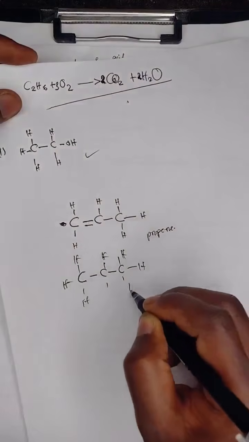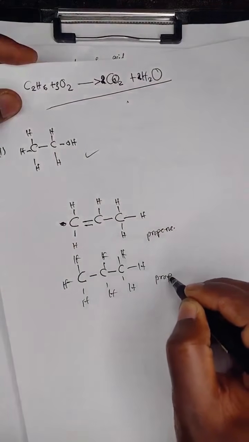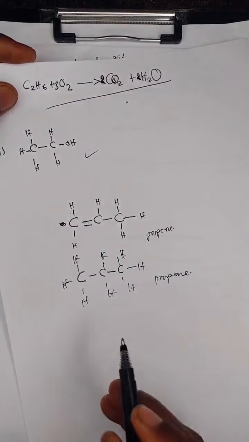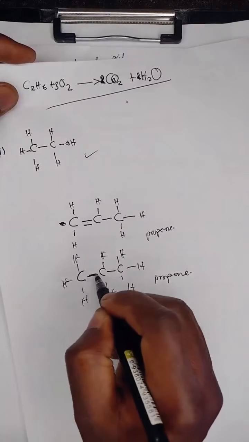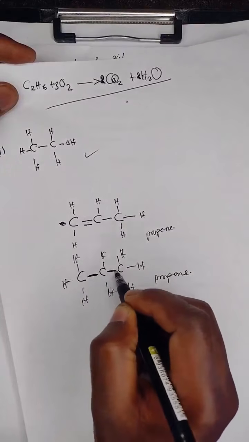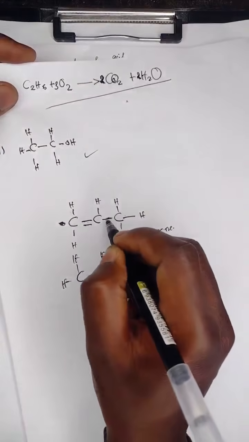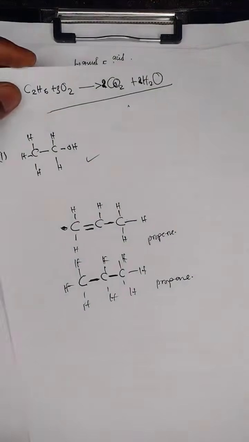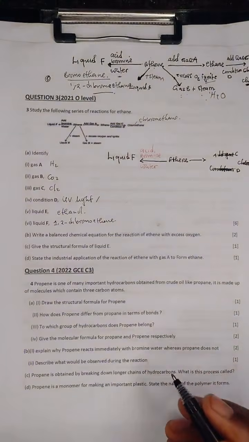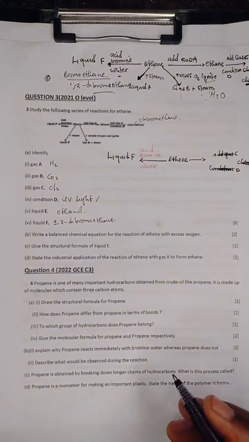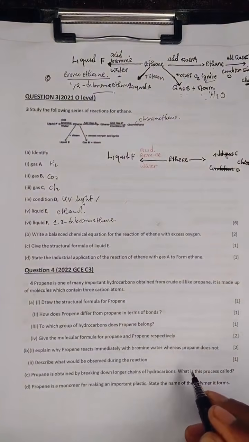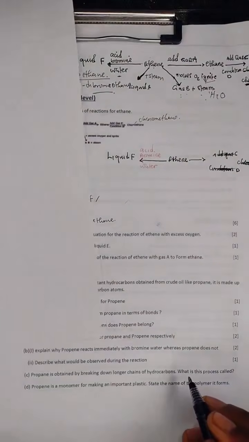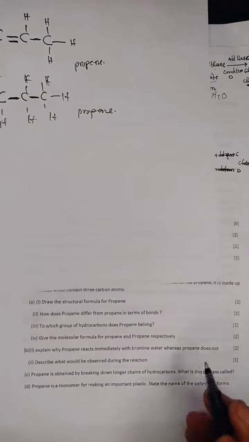So this is propane. Now, how do they differ in terms of bonds? Here, the question is specific in terms of bonds. Now, look at this. The bonds in propane are single bonds. But between the carbon and the carbon here, there's a double bond in propene. So in terms of bonds, propene has a double bond between carbons, whereas propane has single bonds between carbons. Okay.